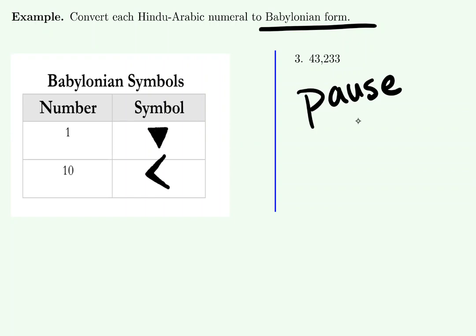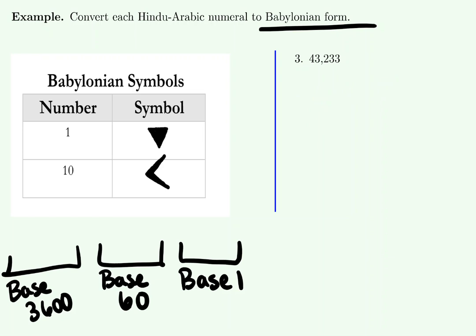I recommend you pause the video now and attempt this next problem on your own. Write 43,233 in Babylonian numerals. Unpause when you get your answer to check your work. Now, just as my guide, I've written out the fact that the first base to the right is base 1, the second grouping is base 60, the third is base 3,600 for Babylonian symbols.